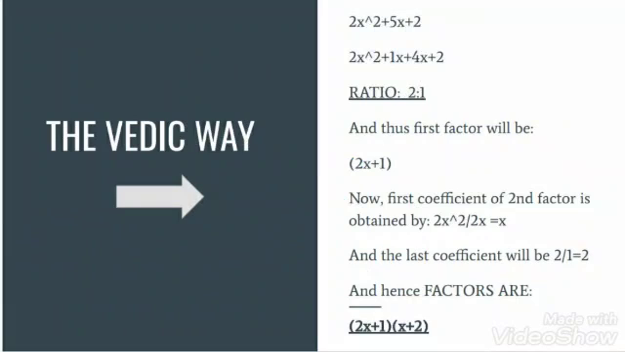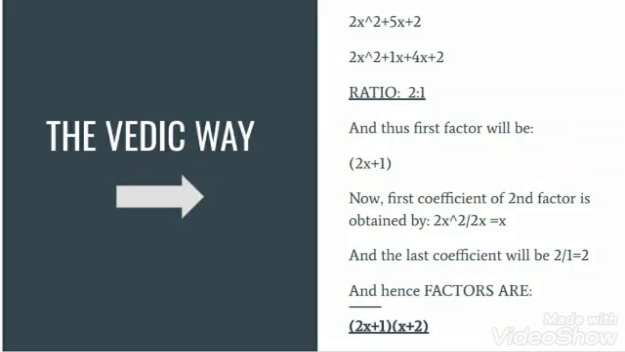Now let's try to understand with an example. We have 2x square plus 5x plus 2. After splitting the middle term, we have got 2x square plus 1x plus 4x plus 2. Now we need to find the ratio of the first coefficient, that's 2, to the first part of the middle coefficient, that's 1. And finally the ratio is 2:1 and the factor will be 2x plus 1.